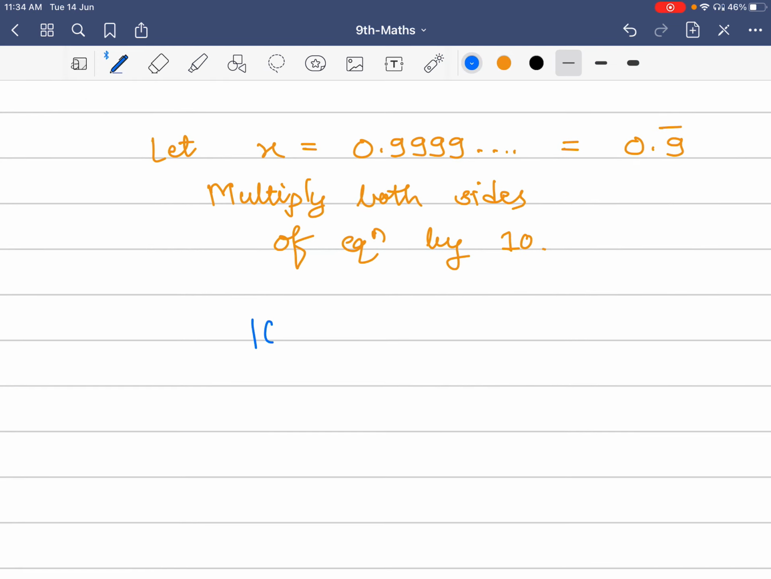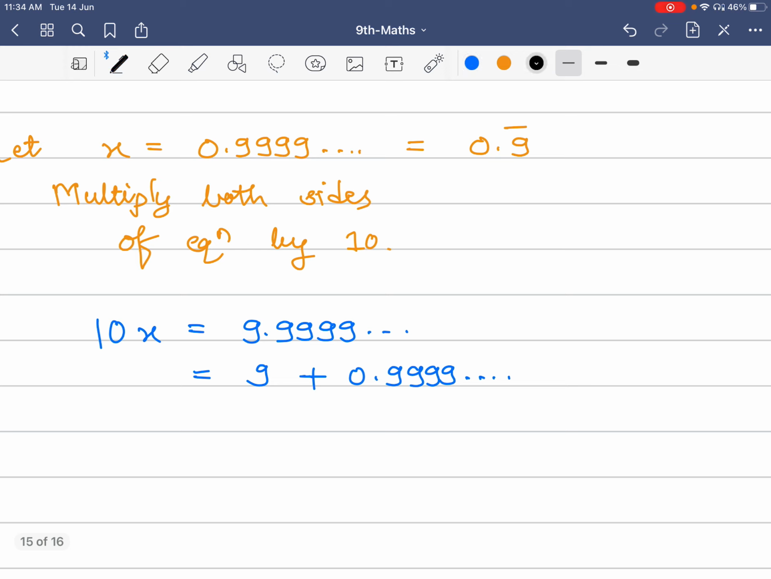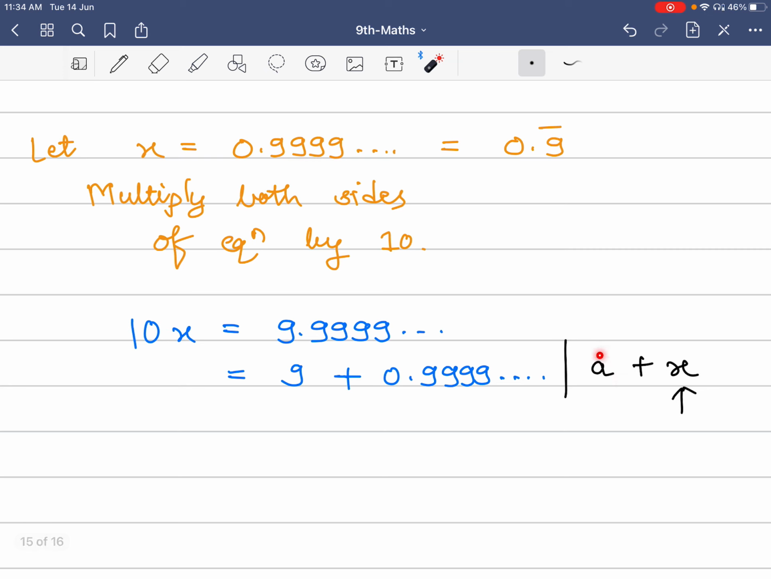After the multiplication, we get 10x equal to 9.9999 dot. Now this can be written as 9 plus 0.9999 dot. The trick here is we have to express this in the form of a plus x, where x is the number which we have assumed at the start of our video, and a is some number. So x will be 0.9999, and a is some other valid number.